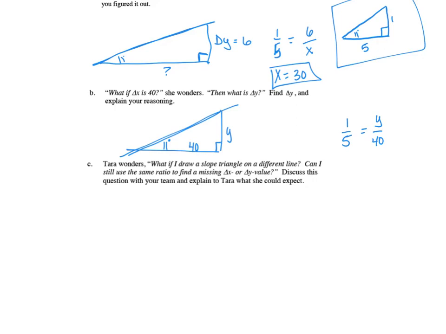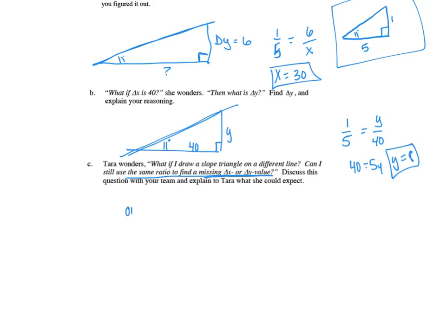Again, I'm going to compare this to the 1/5. So 1 over 5 equals y over 40, and I'm going to cross multiply using my cross products property, and I'm going to get y equals 8. Okay. Tara wonders, what if I draw a slope triangle on a different line? Can I still use this same ratio to find a missing change in x or change in y value?